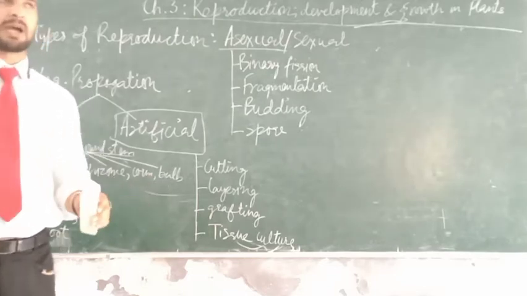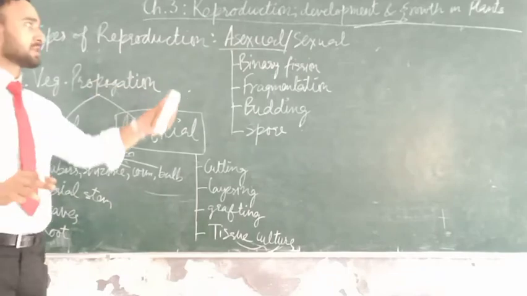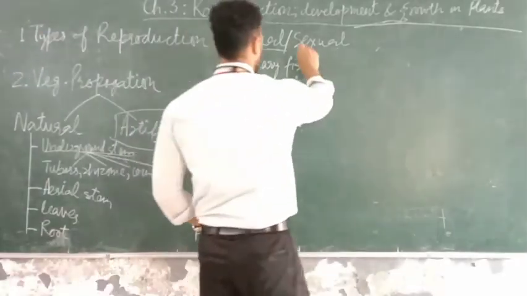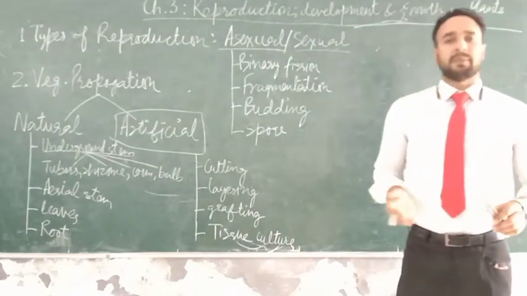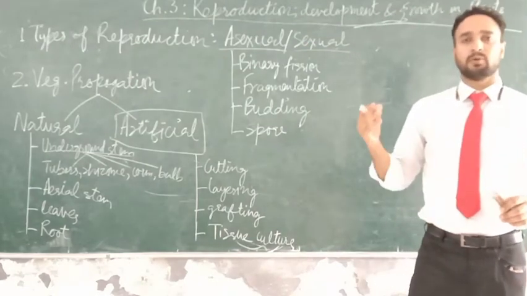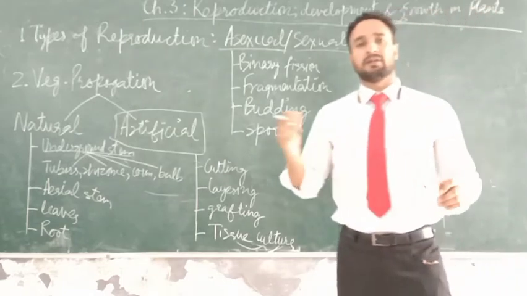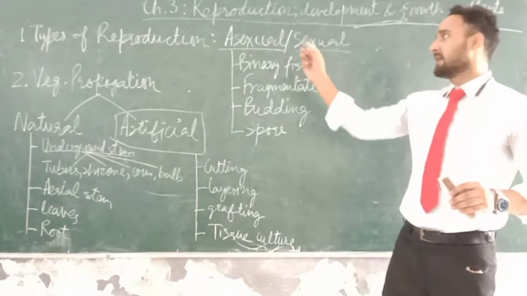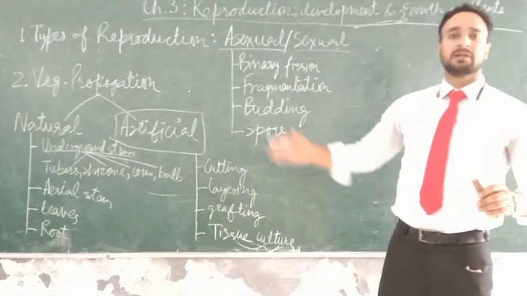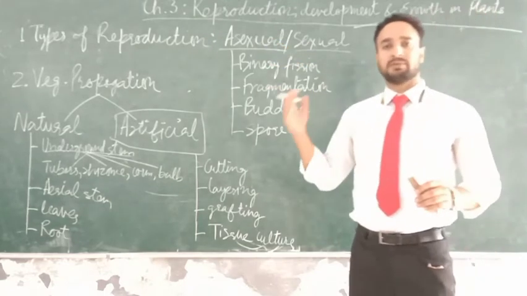So there are two types of reproduction: asexual and sexual reproduction. In asexual reproduction, only one parent is involved. Both parents, the male and the female, are not involved here. Only one of the parents is involved. That is asexual reproduction. There is no formation of gametes.